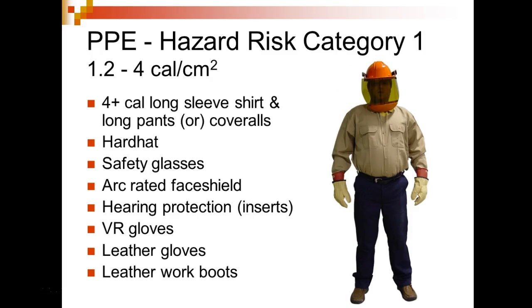This is anything that's got a rating between 1.2 and 4 calories per centimeter squared. So now you've got to wear rated shirts, right? You understand that? So you've got to have a 4 calorie long sleeve shirt, long pants, coveralls. Now your pants have got to meet the fire retardant standard, and your shirt's got to meet it, right? Safety glasses, arc flash face shield, hearing protection, voltage rated gloves, and leather gloves.